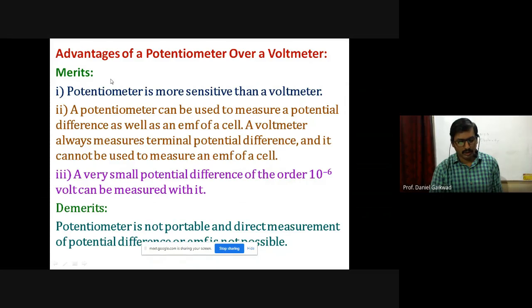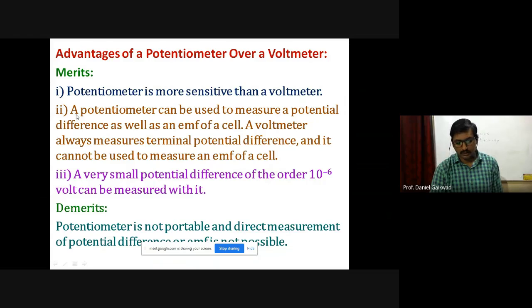Now we have some advantages and disadvantages, or merits and demerits. So what we have, the first part, check carefully. A potentiometer is more sensitive than a voltmeter. A voltmeter has limited sensitivity, but the potentiometer sensitivity we can increase by increasing the potentiometer wire length. So that is our first merit.